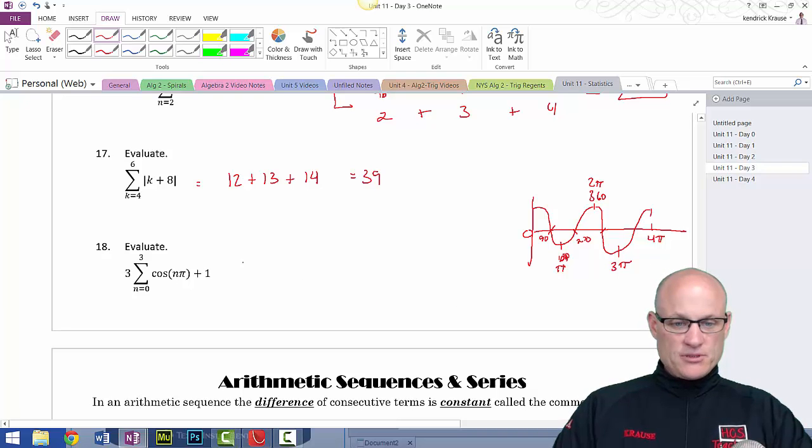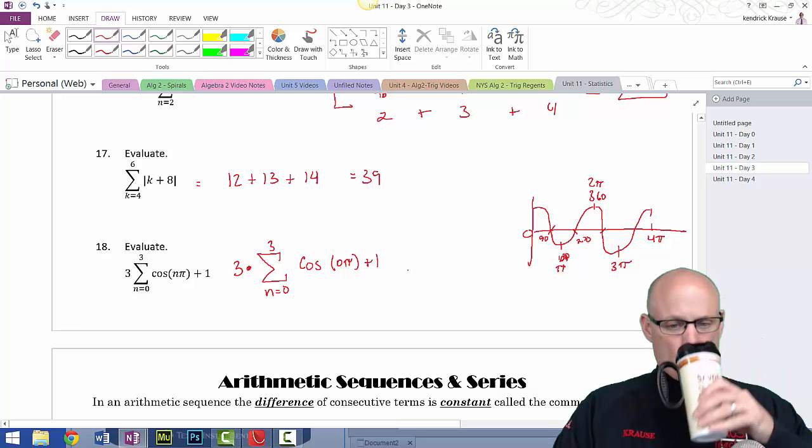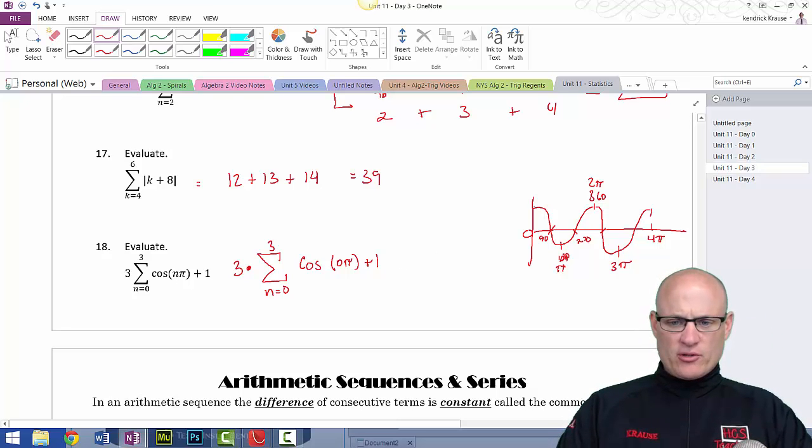So let's see what we got here. We're going to do 3 times the sum from n equals 0 to 3 of cosine of n times pi plus 1. Well, this becomes cosine of 0, and cosine of 0 is 1. So this is 2 plus. Now I'm going to plug a 1 in. Well, what's the cosine of pi? Cosine of pi is negative 1. Negative 1 plus 1 is 0.